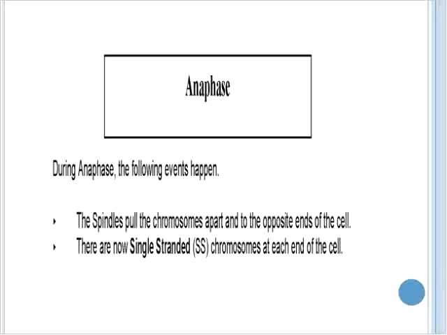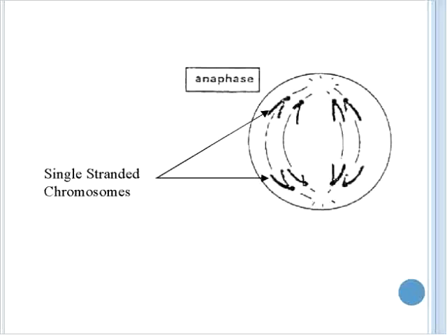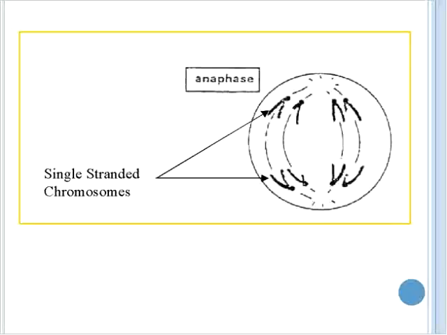The third phase in mitosis is anaphase. During anaphase, the spindles pull the chromosomes apart into opposite ends of the cell, and once pulled apart, these chromosomes are now single-stranded and are present at each end. Here we see the process diagrammed. As you can clearly see, the individual chromosomes, the single-stranded chromosomes, are being pulled to opposite ends of the cell. In short, they are starting to migrate to where they will become new daughter cells.